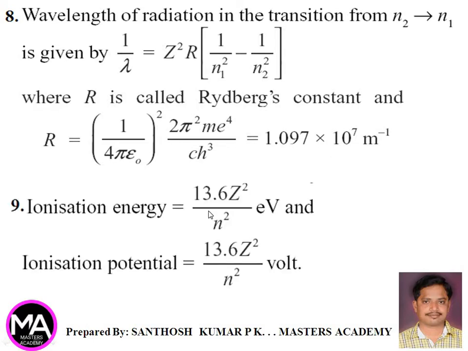Next, ionization energy is given by 13.6 into Z square by n square, and ionization potential is given by 13.6 into Z square by n square volt. Here ionization energy as well as ionization potential is directly proportional to Z square and inversely proportional to the square of the number of the orbit.